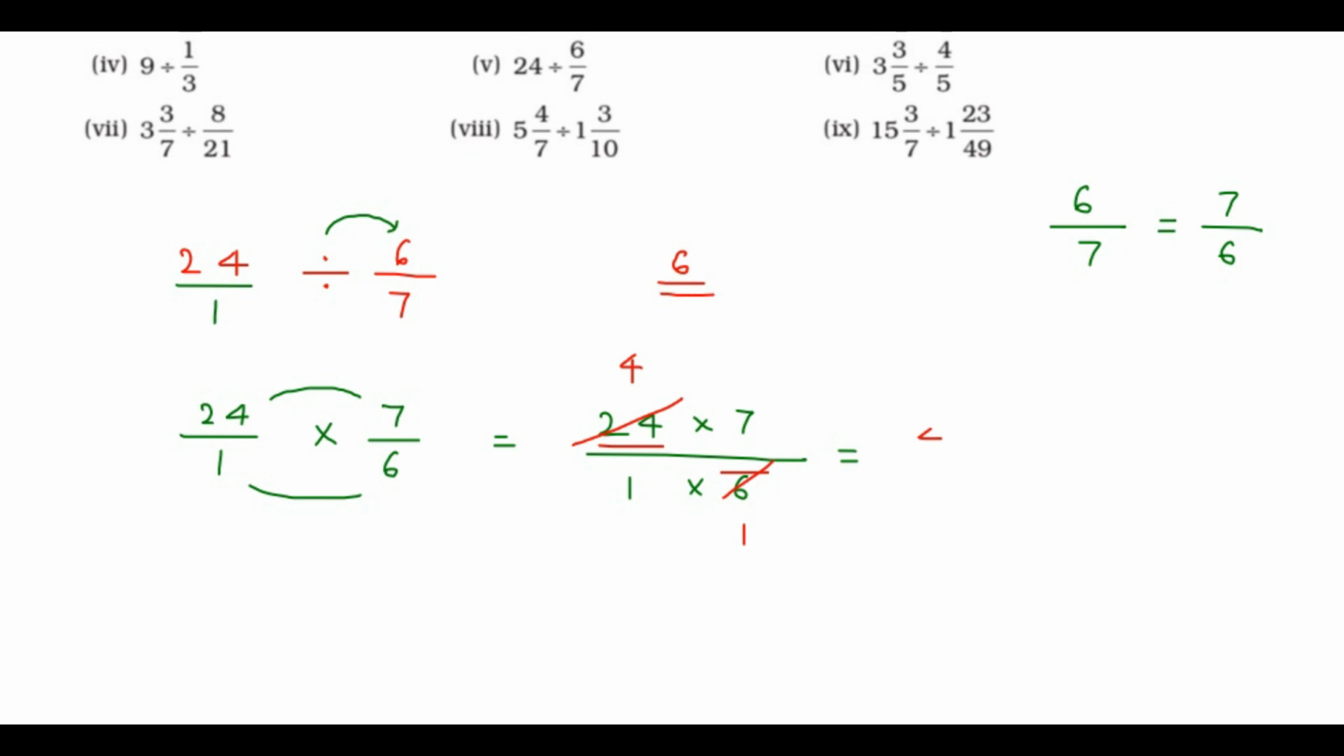So in the numerator I have 4 into 7, denominator I have 1 into 1. 4 into 7 is 28. 1 into 1 is 1. Remember, whenever you have 1 in the denominator, ignore it. It is 28. Is the final answer.